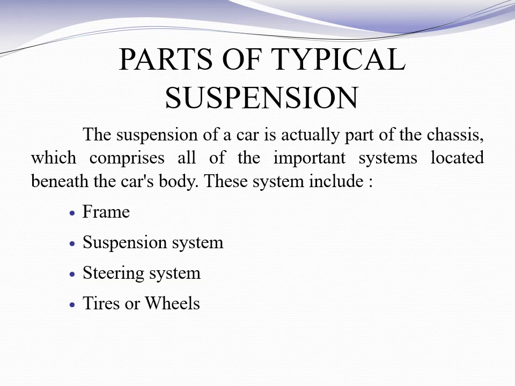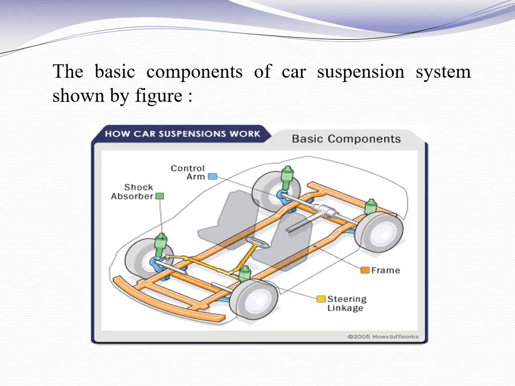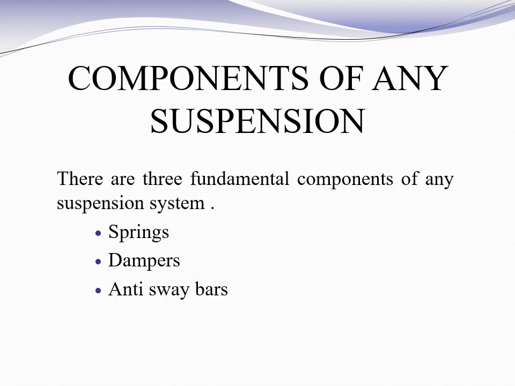Now the parts of the suspension system. There is the frame, suspension system, steering system, tires and wheels. It is the basic car suspension, how it works and all the components, that is the frame, steering linkages, shock absorber, control arm.